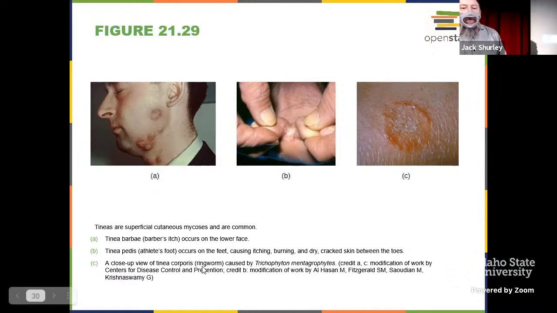So tinea corpus, ringworm, and in this case, here's one of the culprits. And like I said, there are a handful of different dermatophytes. Trichophyton is one that can cause these issues. We'll see a table that lists them off here in a second. Epidermophyton and Microsporum can also fit in here, and all can have different manifestations, dependent upon the body site.